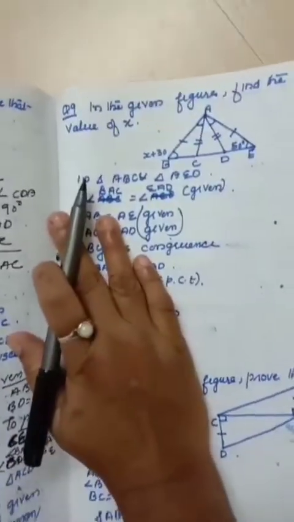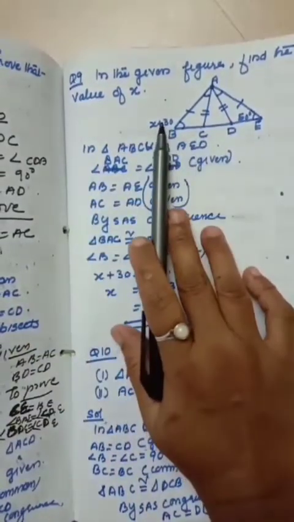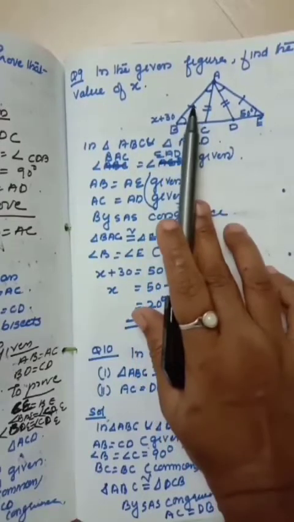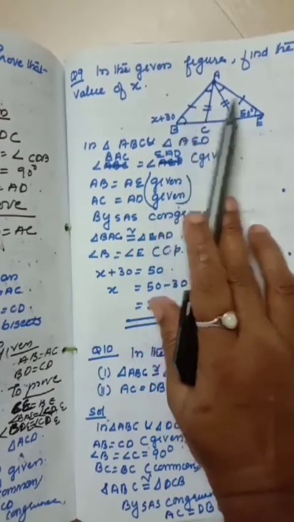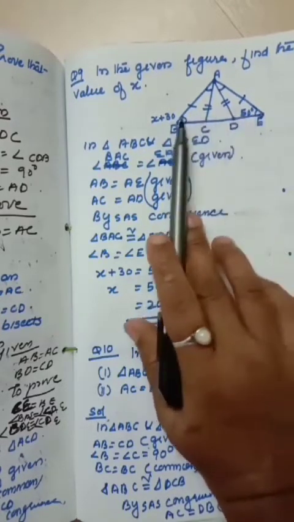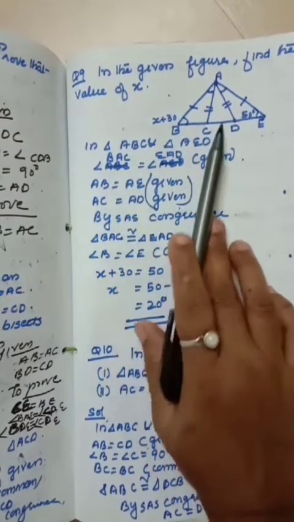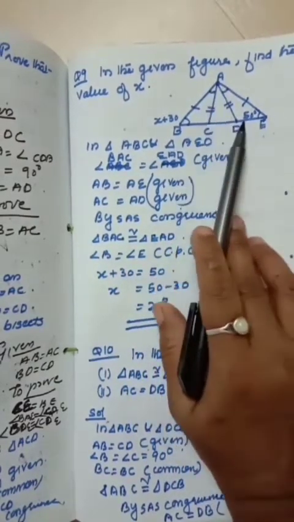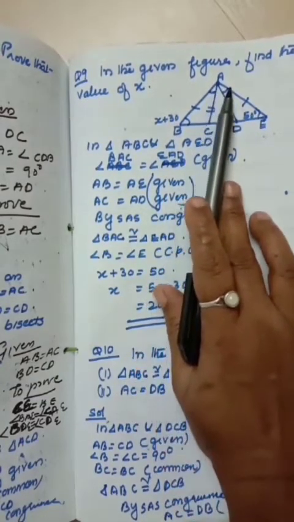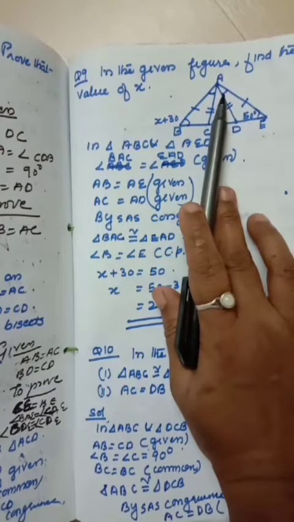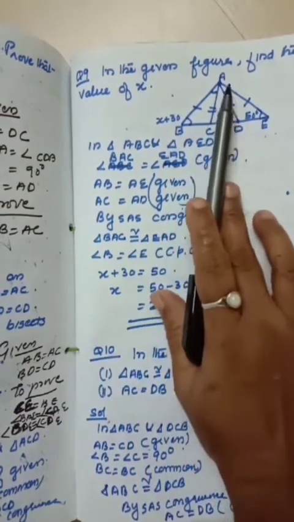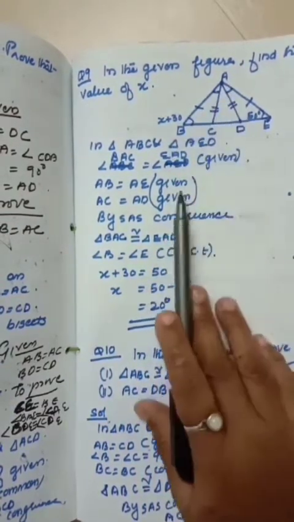Next, in the given figure, find the value of x. So you have to find the x value. Here given these two angles are equal, these two sides are equal. See this side is equal to this side, equal to this side. These two angles are also equal. In triangle ABC and triangle AED, you check it. Angle BAC equal to angle EAD, these two angles are also given equal. AC equal to AD given, and AB equal to AE also given.